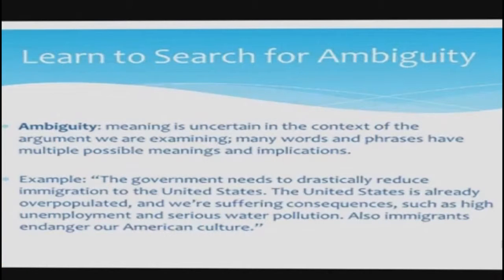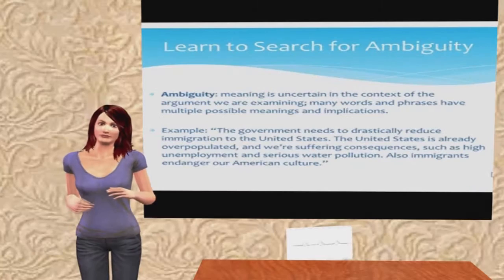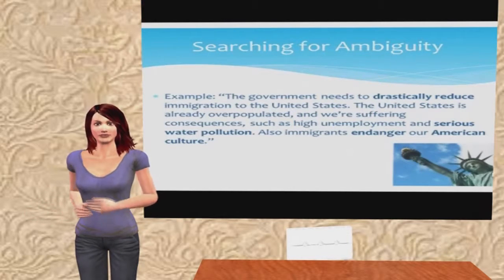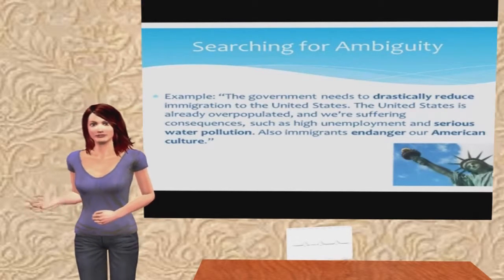Now, in reading this passage, can you think about what words or phrases you would identify here that are ambiguous, that have multiple possible meanings, that an author can mean in one of many different ways? So pause the recording and see if you can identify those. Okay, which ones did you identify?